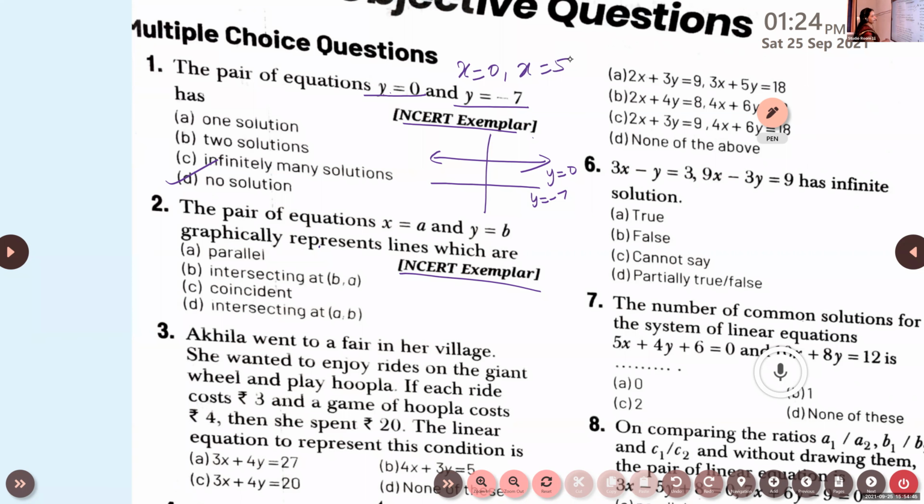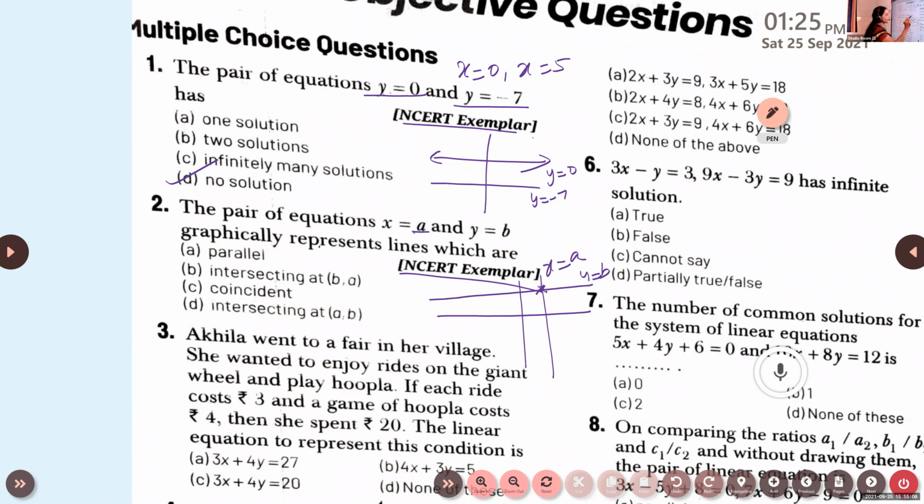Look at the next one. X is equal to 0 and y is equal to b. What is the answer? X is equal to a means a line parallel to the y-axis. Suppose this is the line, x is equal to a. Y is equal to b. So what is the solution you will get?